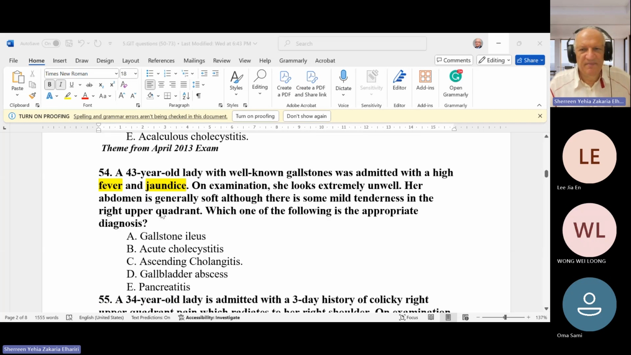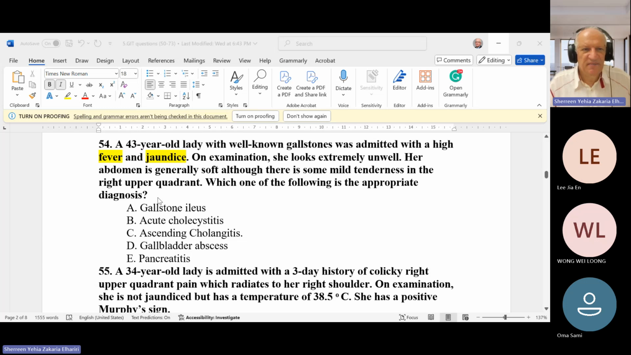Okay. Next question. A 43-year-old lady with well-known gallstones was admitted with a high fever and jaundice. So she has a stone, fever and jaundice. On examination, she looked extremely unwell. Her abdomen is generally soft, although mildly tender in the right upper quadrant. So she has Murphy sign or right upper quadrant tenderness, fever, jaundice. Which of the following is the appropriate diagnosis?